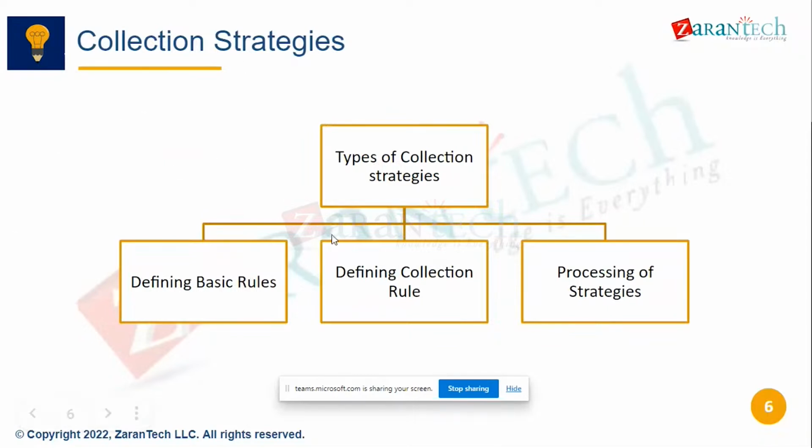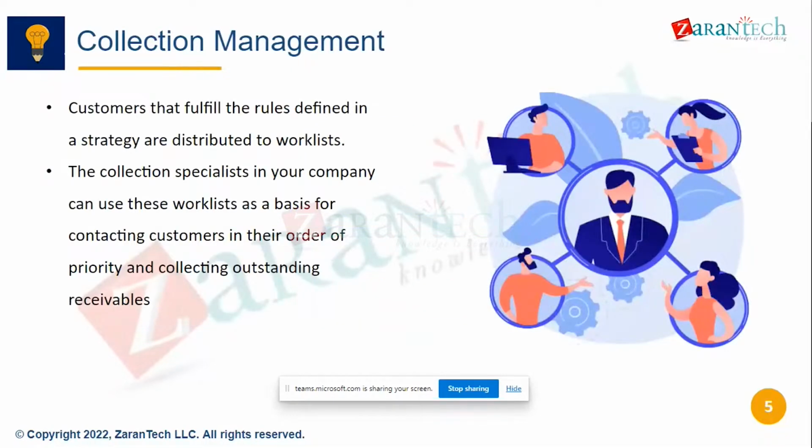I was discussing collection strategies. It will have 3 steps. First, you need to define your basic rules. Once you define your basic rules, that means these are the preconditions which are satisfied, then you will go to the collection rule, which can be a combination of multiple basic rules. And then you strategize which collection rule you must follow first, and which will be followed next, and all those things, correct?